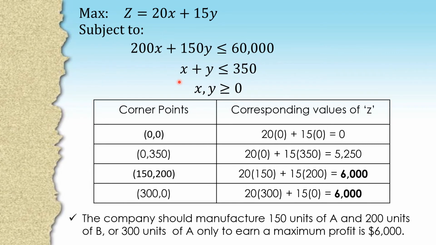So using the corner points and using the objective function, at (0, 0), it is 0. At (0, 350), it is 5,250. And at (150, 200), it is equal to 6,000. At (300, 0), it is also equal to 6,000. So therefore, the company should manufacture 150 units of A and 200 units of B, or 300 units of A only to earn a maximum profit of $6,000.